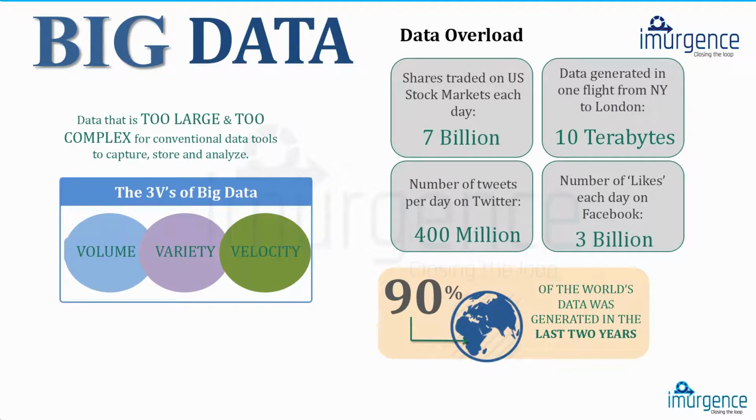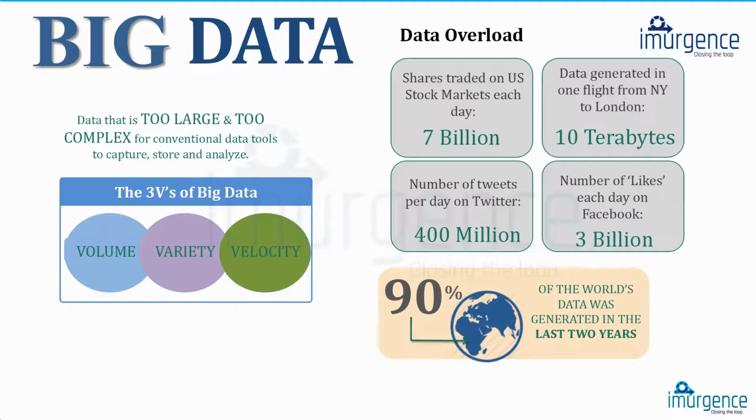Now, why are we talking about data overload, big data, right? So basically, if you see, shares traded on the US stock market on any average day is roughly 7 billion. Data generated in one flight from New York to London, 10 terabytes. Now what we are talking about is just something which has been recorded last time. This would have almost crossed double of what we are seeing on the screen.